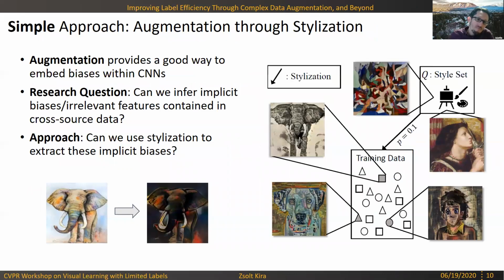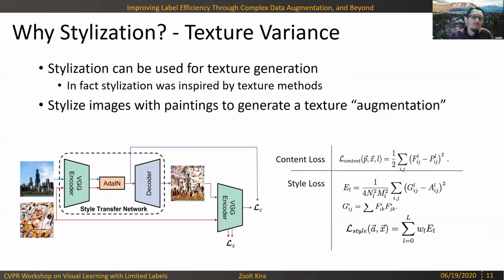A simple approach that we've developed does this through stylization. The question is, how can we leverage the implicit information, biases and irrelevant features, or variability, that exists within our source data sets to make our models more robust? Our question was, can we just use stylization to do this? For those that don't know about stylization, the idea is that we have a content image, an image that we want to preserve content for, and then we have a style image. For example, different painting styles and so on.